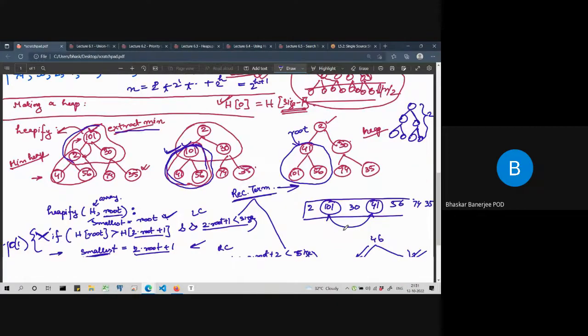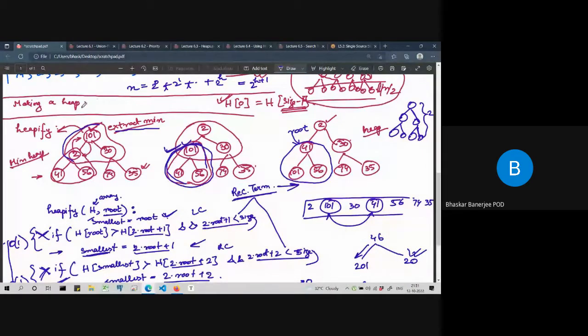But before that, let us complete the making a heap part. This part we did not discuss. We said that we are taking a pause. Let us discuss the other things, and I would come back to the making a heap after this.